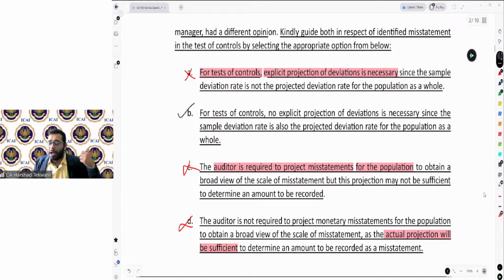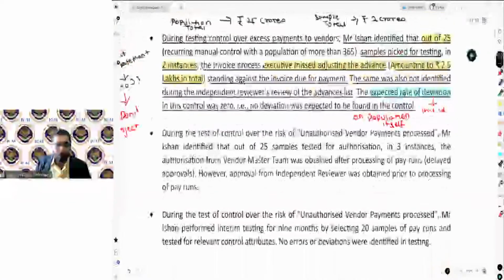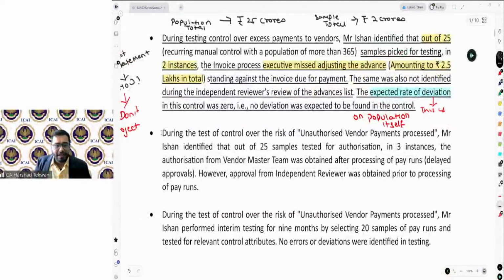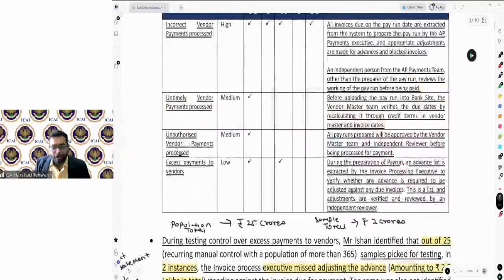Rather than how you evaluate the deviations. I'll not use the word misstatement, but I'll use the word deviation. Okay. Now let us see the second point. Again, during the test of control over the risk of unauthorized vendor payment process. So this was the unauthorized vendor payments process, and the control was that all pay runs prepared will be approved by the vendor master team and independent reviewer before being processed for payments. So there is an approval requirement.